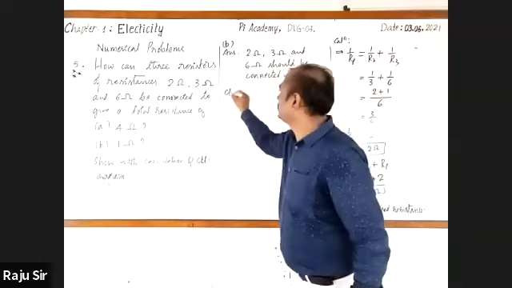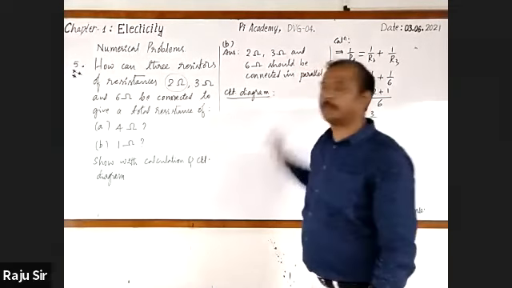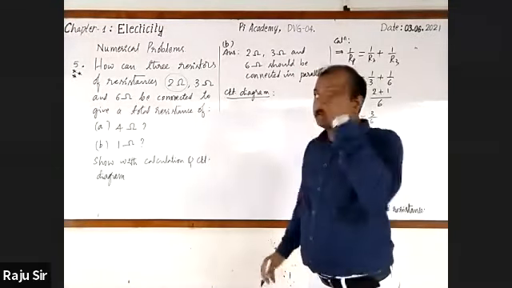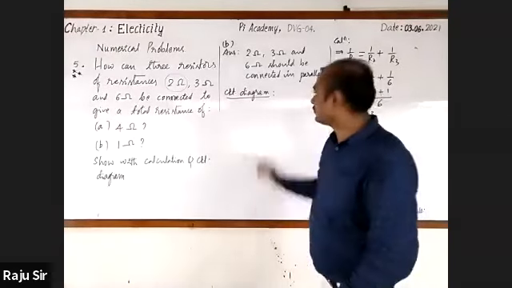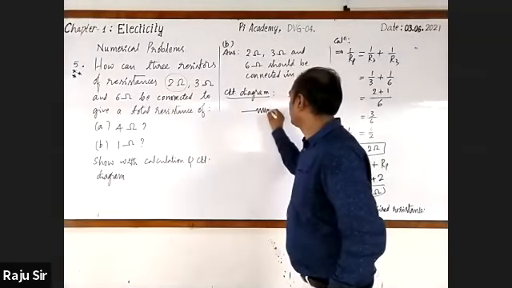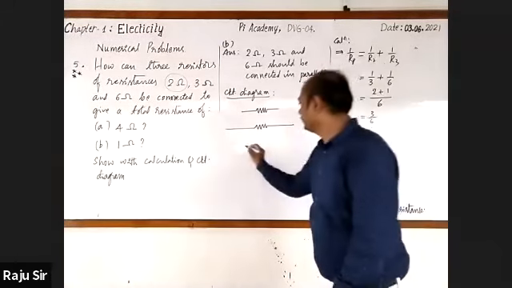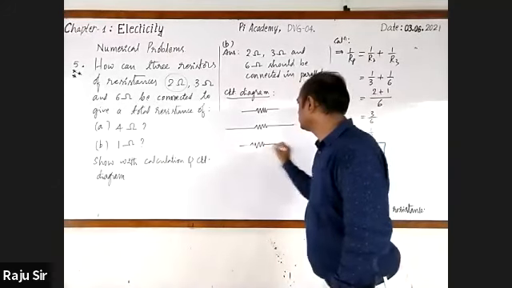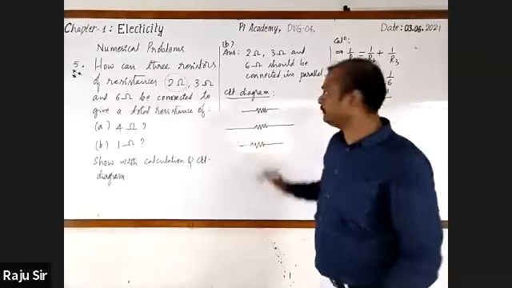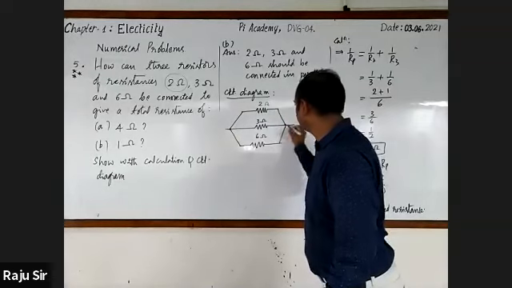Now, circuit diagram. First resistor, 2 ohm. Second resistor, 3 ohm. And third resistor, 6 ohm. These three are connected in parallel. Between two same points, all the three should be connected like this.